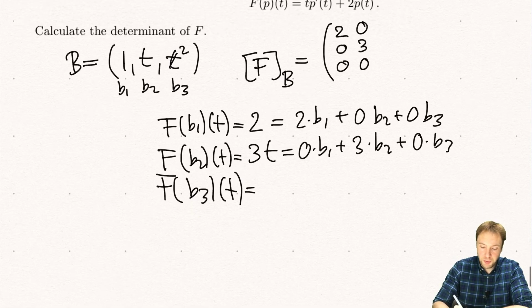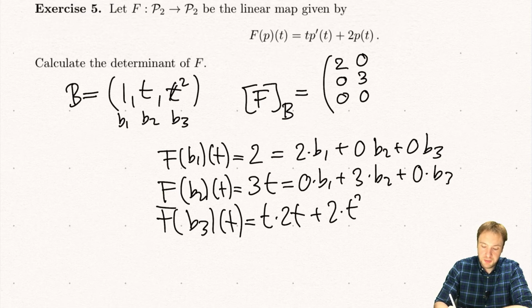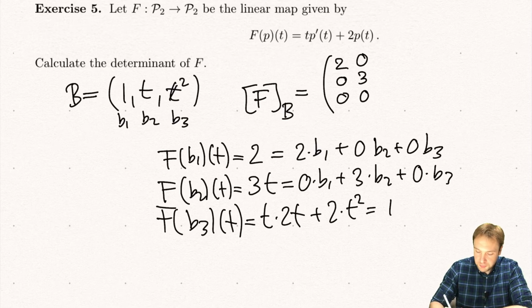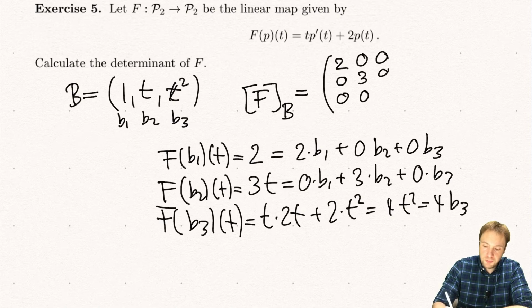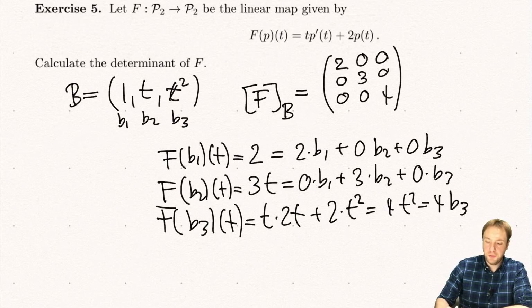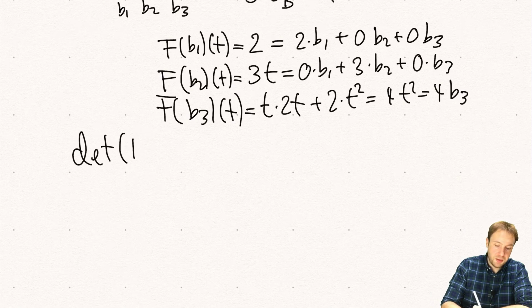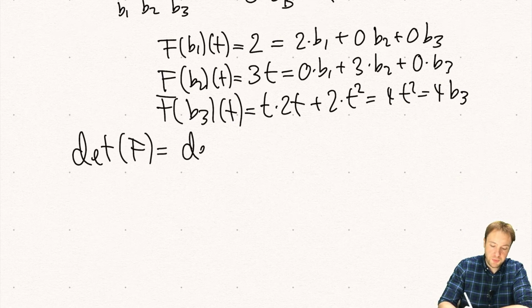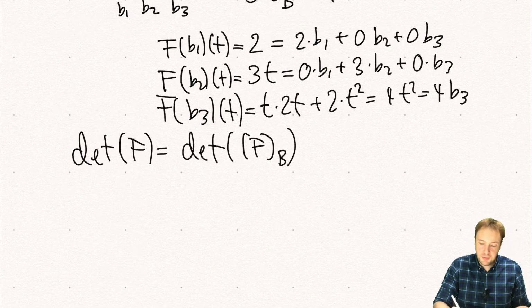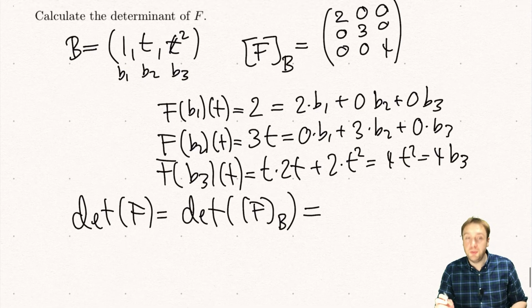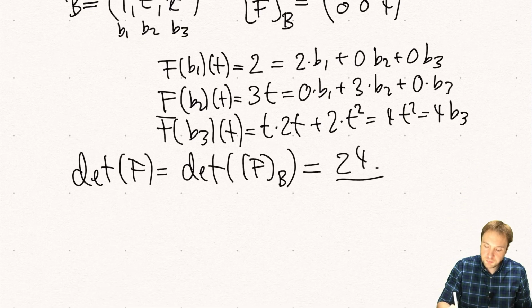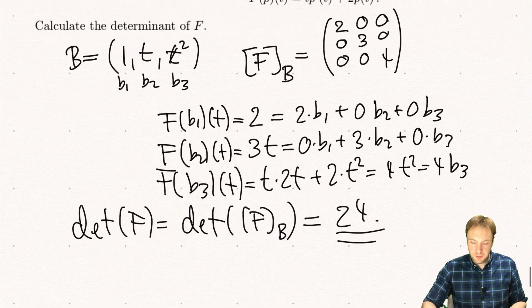So it's t times 2t plus 2 times t squared. So this is 4 times t squared. So this is for b3. So we have 0, 0, 4. And therefore the determinant of f is by definition the determinant of the matrix of f with respect to some basis, and in this case it's 2 times 3 times 4, so it's 24. Okay.